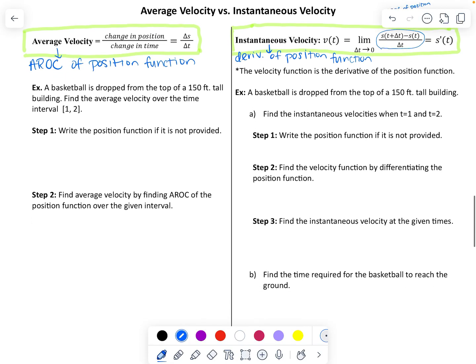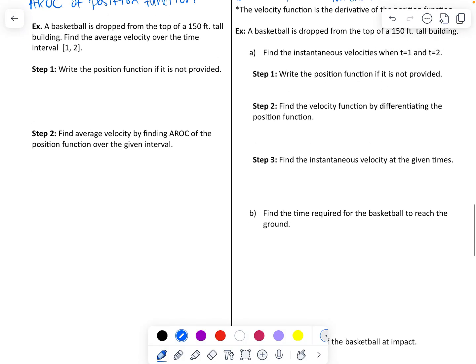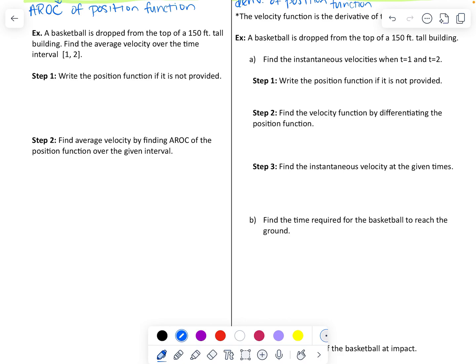Okay, so we're going to do a side-by-side comparison here. So we're going to find the average velocity and then the instantaneous velocity so you can kind of see the difference. A basketball is dropped. Well, hopefully nobody's doing this for funsies, but a basketball was dropped from the top of a 150-foot tall building. Find the average velocity over the time interval 1 to 2. When you're finding the average velocity, you have to be given a time interval.